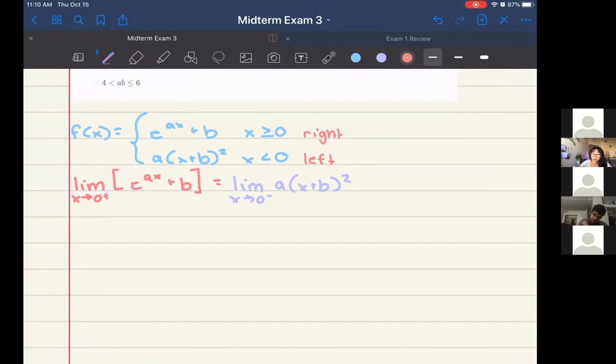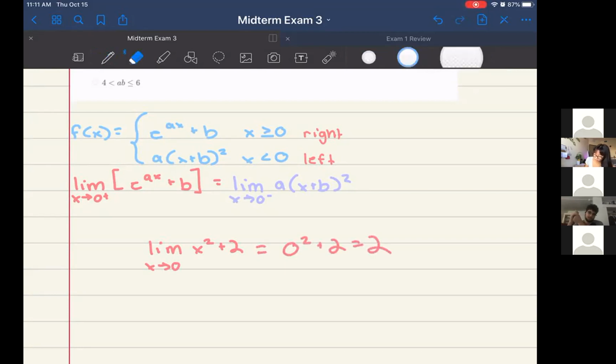does everyone remember the limit properties? Like you can just kind of plug in the x value into the function and it equals. So like if the limit of x squared plus 2, that's going to be equal to 0 squared plus 2, which equals 2. So that's that property.